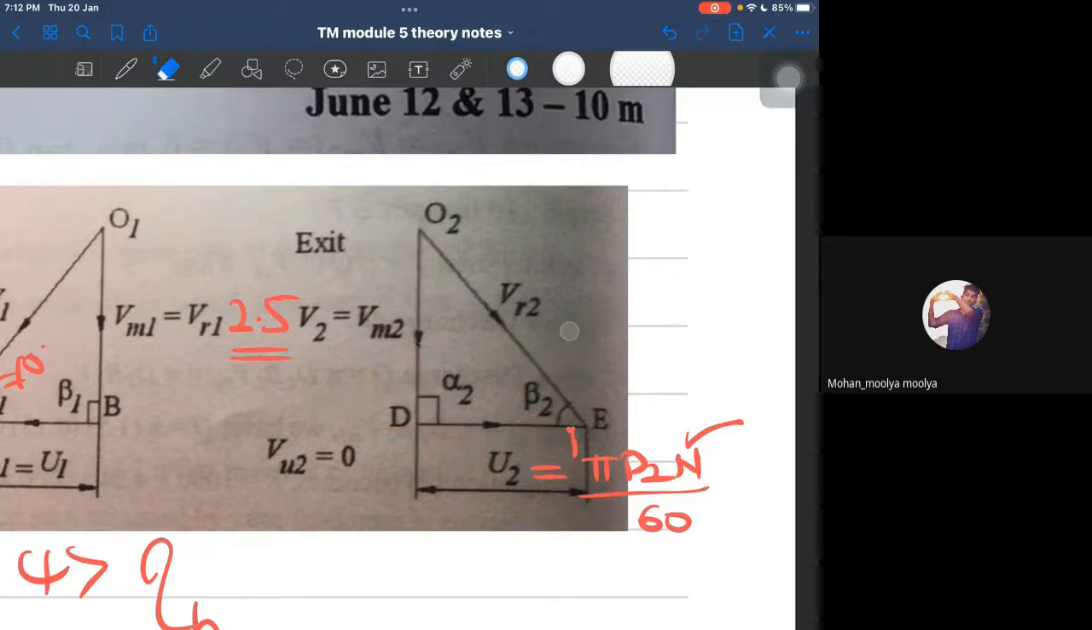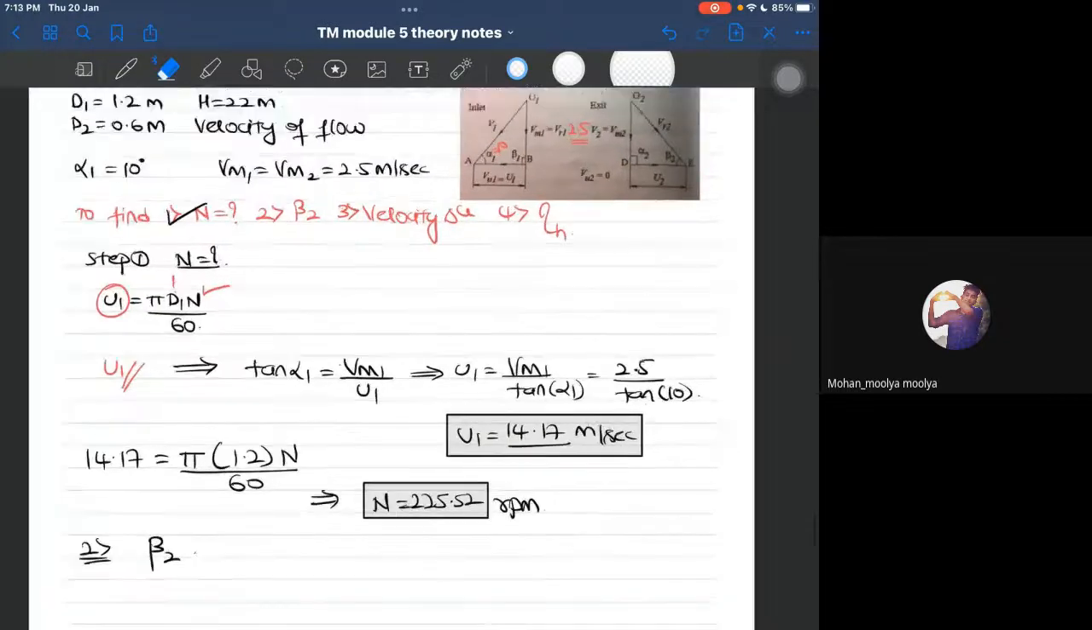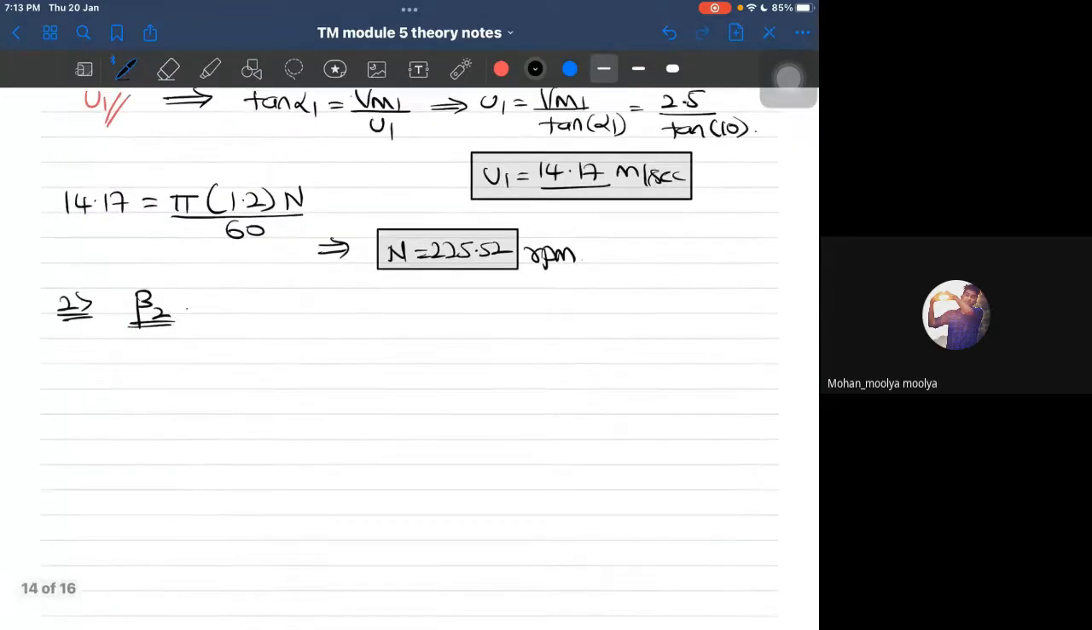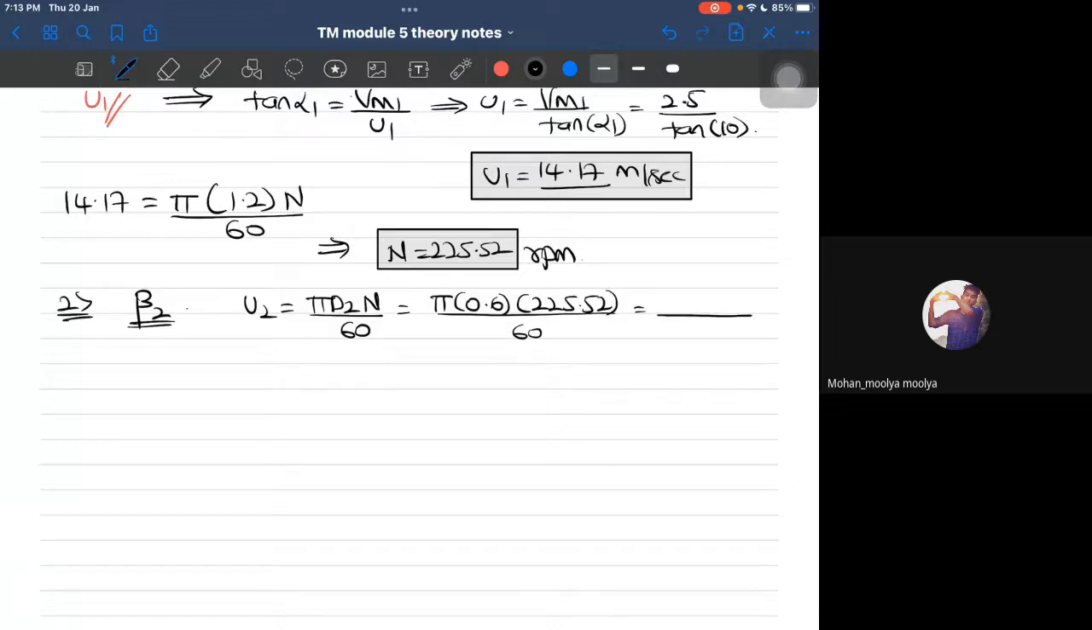So let us come back to the equations now. So beta 2 has to be calculated. For that, first you need to calculate what is u2. u2 is pi d2 n divided by 60, which is equal to pi into d2, d2 is 0.6, into 225.52, this whole divided by 60. Can I get the value of u2, guys? Very good. 7.08 is the value of u2.